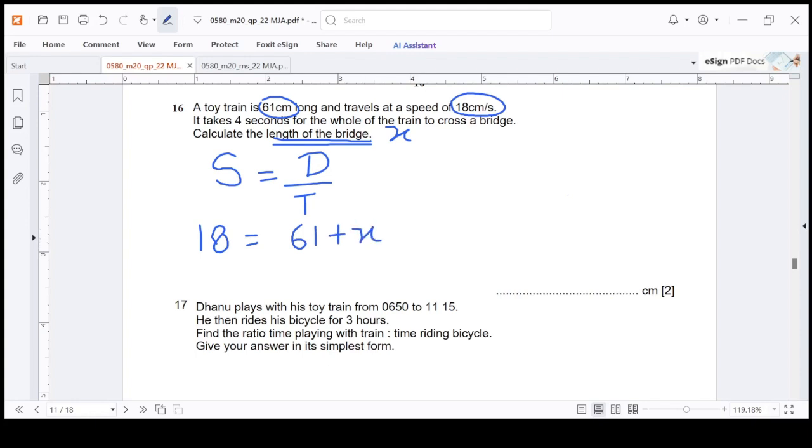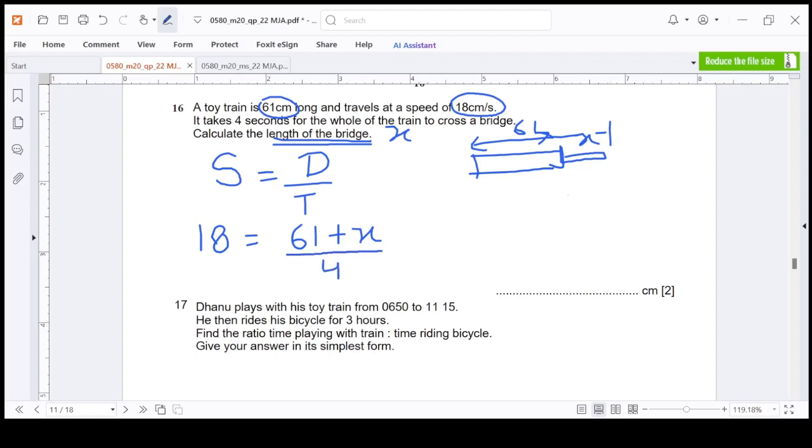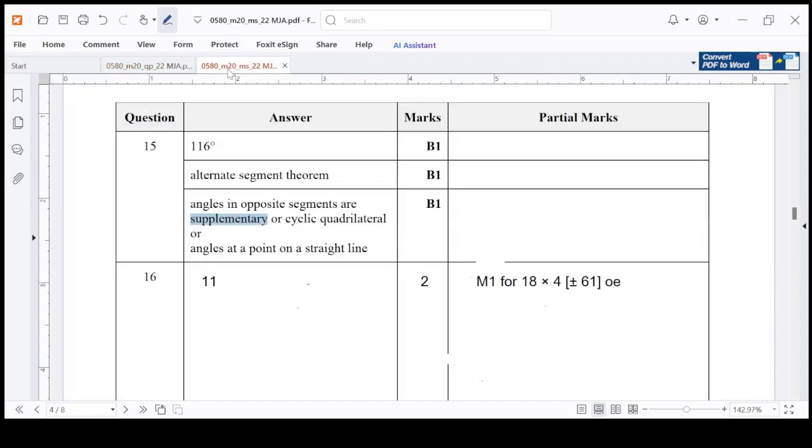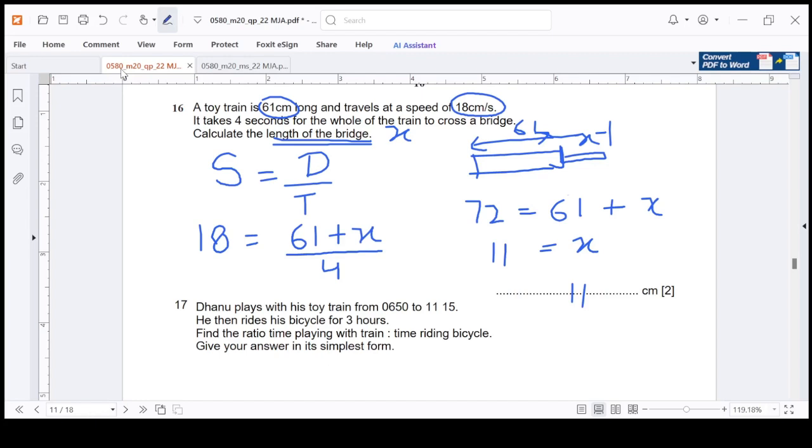For the distance, you have to add the length of the train, which is 61, plus the length of the bridge. Let's say this is the bridge. It is x. So the total distance covered is 61 plus x upon time. Time is 4 seconds. Now you solve this. You do 18 times 4, which would come out to be 72. Remember, you are not allowed to use calculators now. And this would be 11. So 11 centimeters should be the answer. Let's check. Yep, it is.